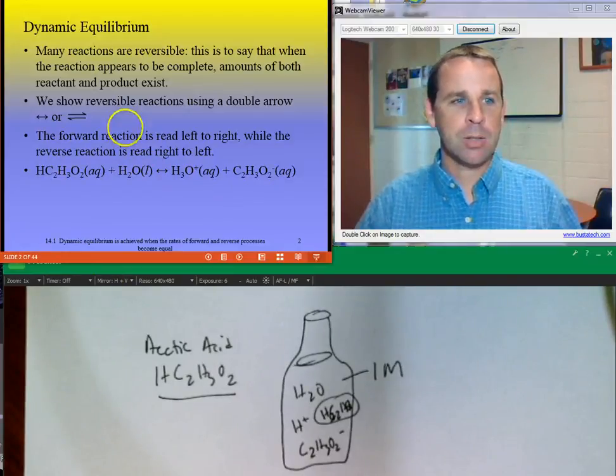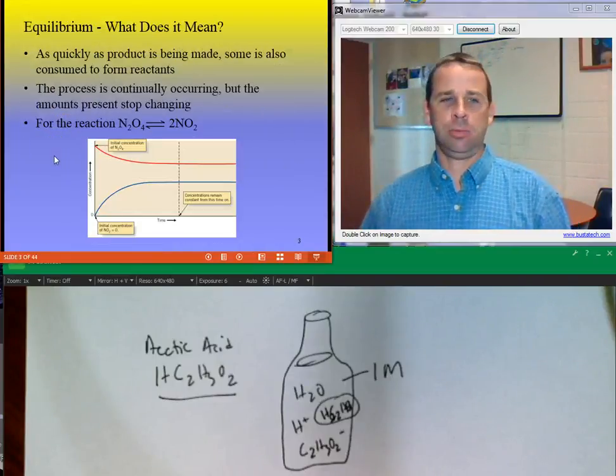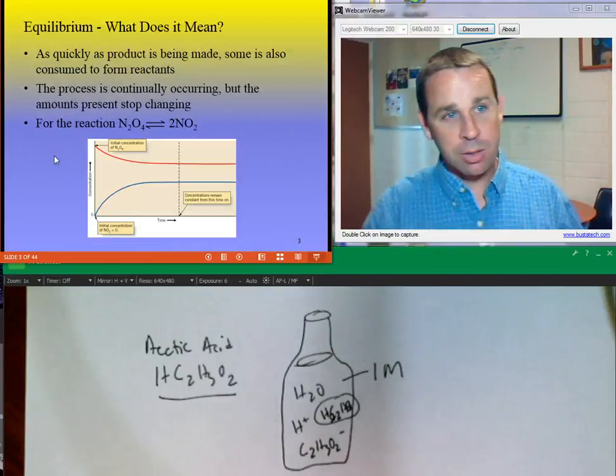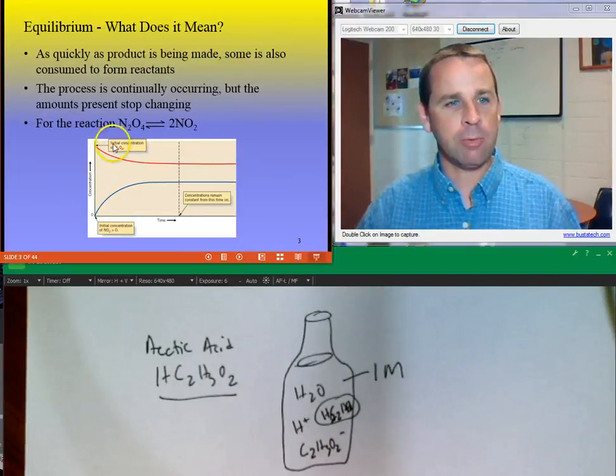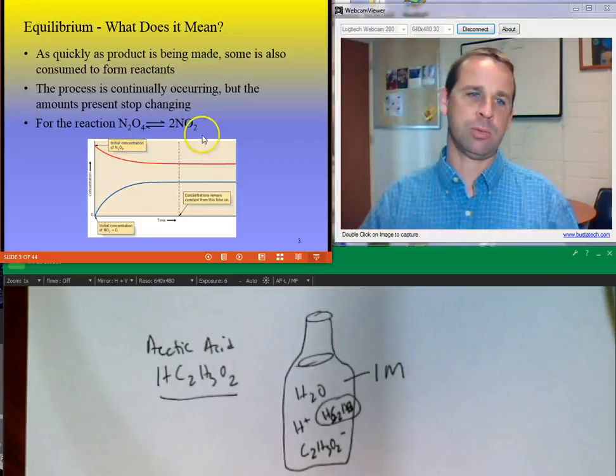Okay? So there's a couple of ways we can draw our reversible arrows. Either one's okay. All right, so let's think about this. Here's another example of an equilibrium reaction where we have this chemical being converted to two of these molecules, right?